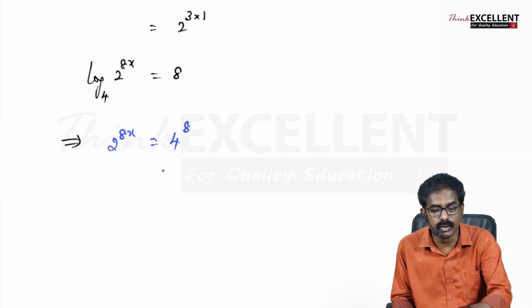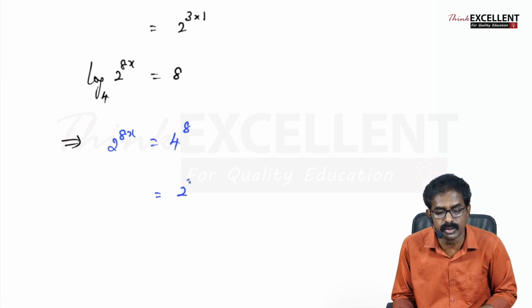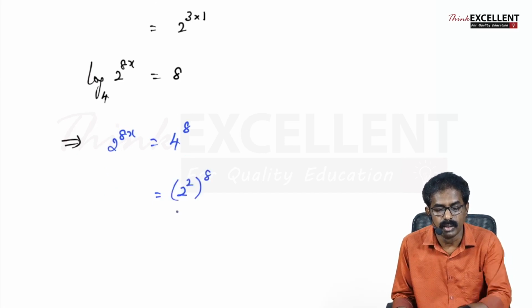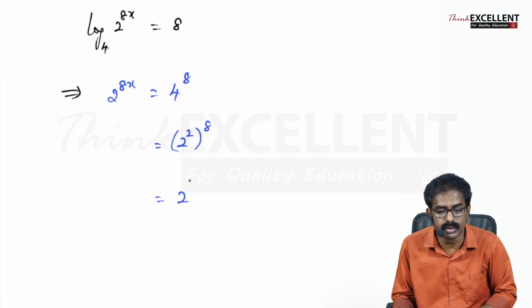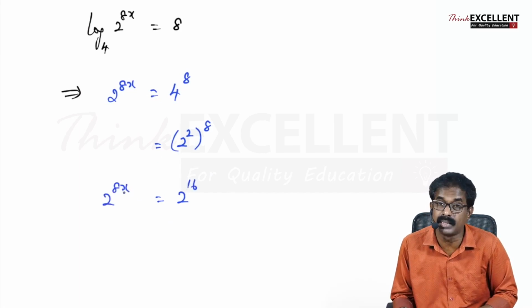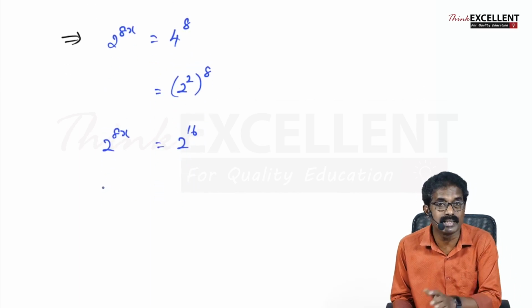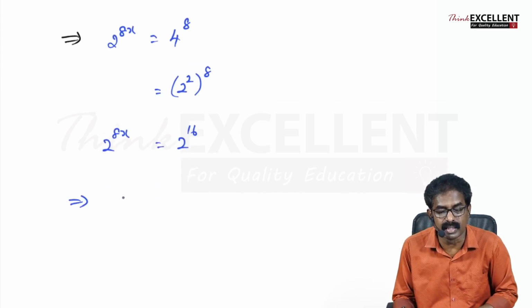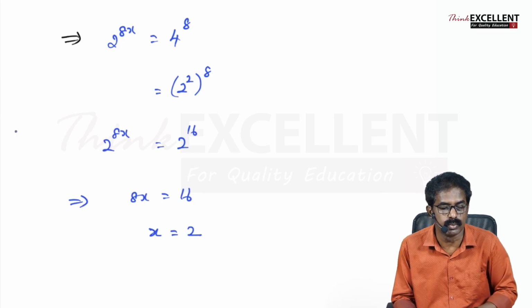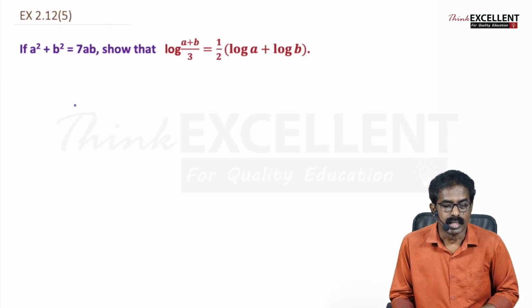So convert it into base 2. 4 can be written as 2 square, the power 8. So you are getting 2 raised to 16, 2 into 8. Left side is 2 raised to 8x. Now the bases are the same. It's a very simple question, only some simplification. Bases are same, so you can say the powers are equal. 8x equal to 16, x equal to 16 by 8, you will get 2.